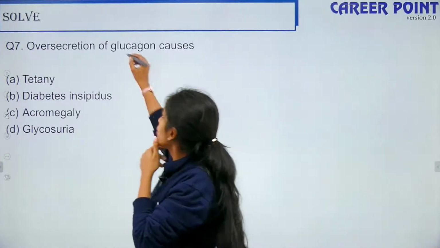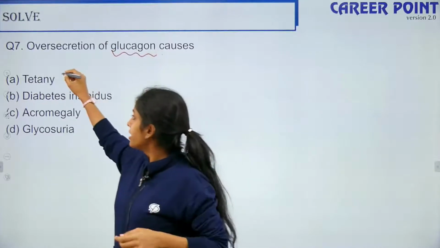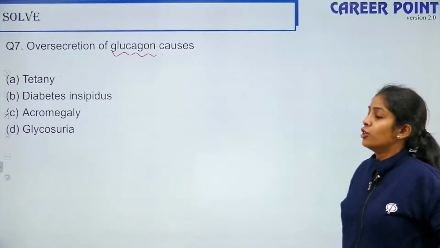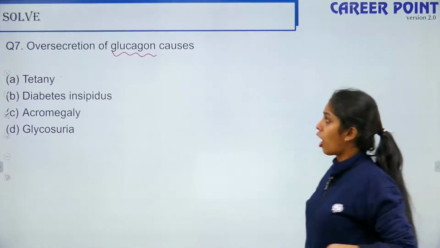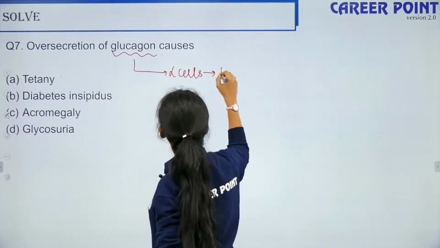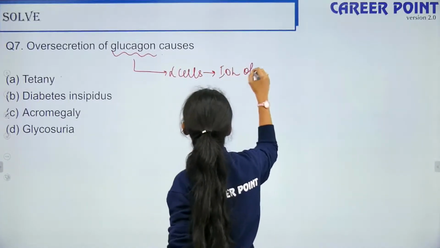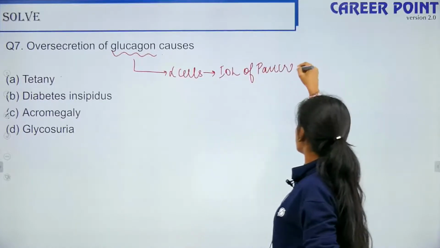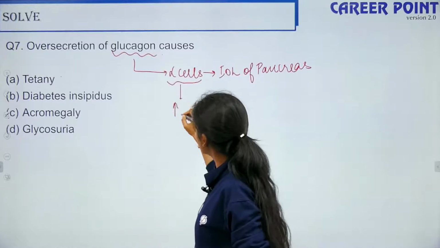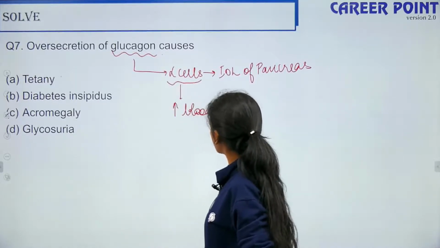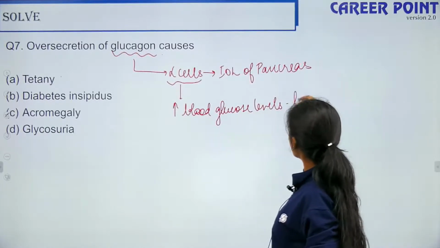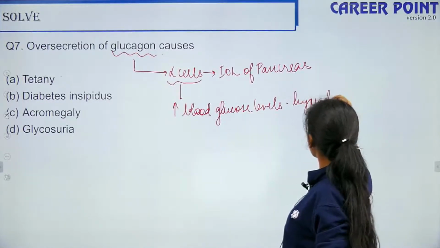Over secretion of glucagon causes tetany, diabetes insipidus, acromegaly, glycosuria. So over secretion of glucagon. Glucagon is produced by the alpha cells of the islets of Langerhans of pancreas. Alpha cells produce glucagon, which increases blood glucose level. Thus it leads to a hyperglycemic condition.